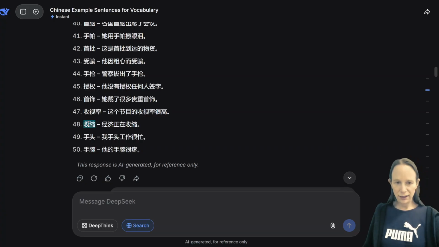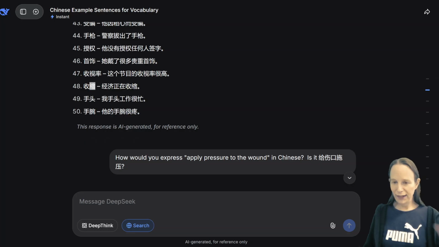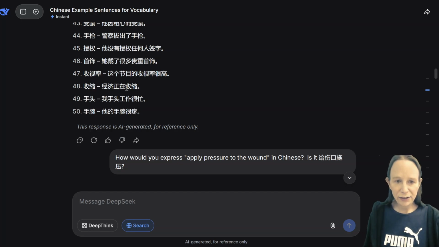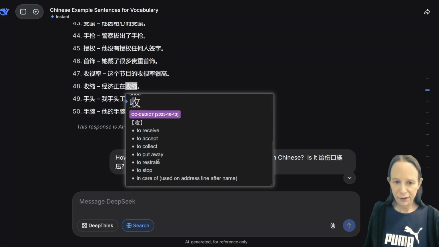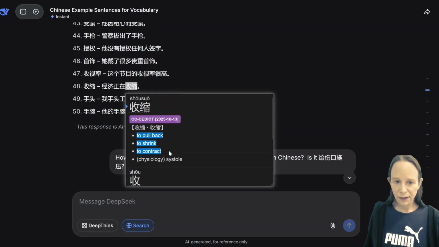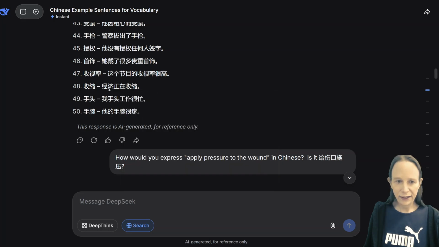收缩. Receive. 缩 is like shrink or downsize. Or 经济正在收缩. So this 收 doesn't seem to be receive. No. It's another word for shrink, isn't it? 正在收缩. Why is there a 收 in there? I don't know. It's in the dictionary, but I don't know why there's a 收 in there. But 缩 means to shrink.